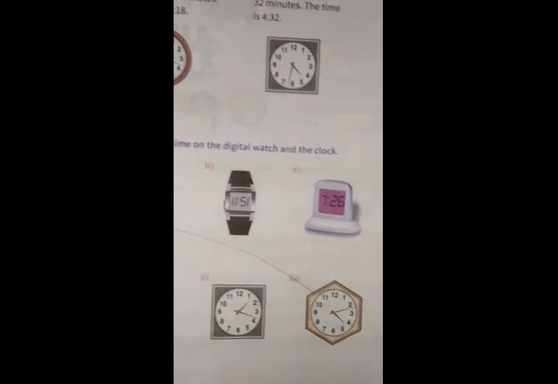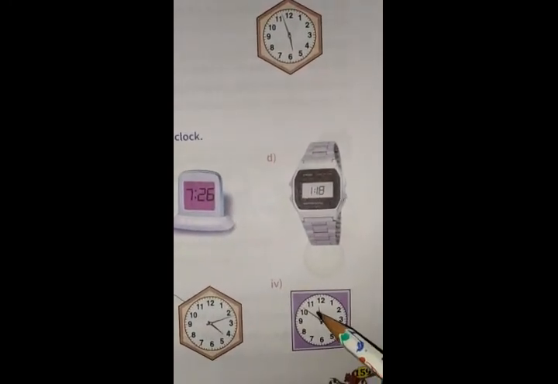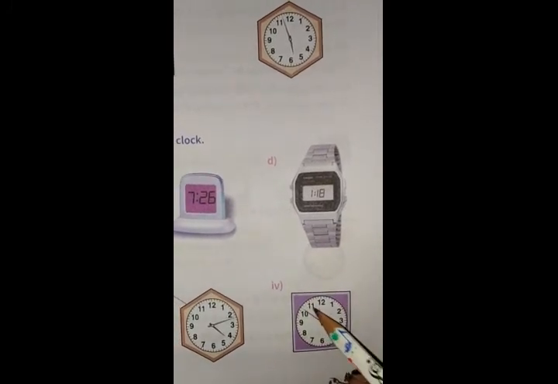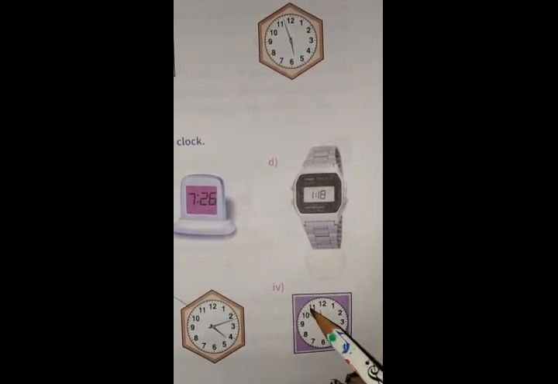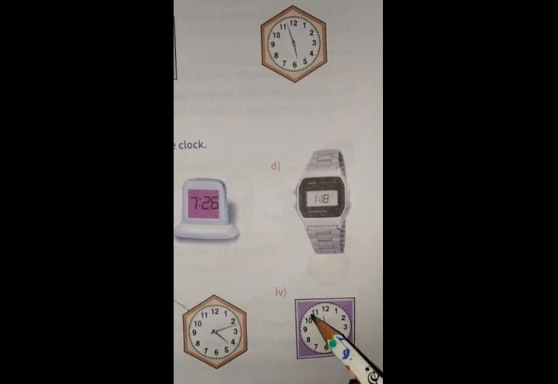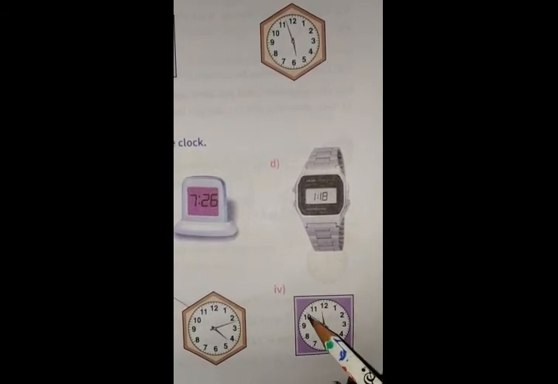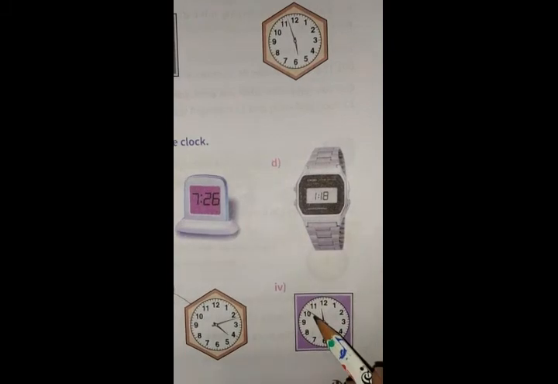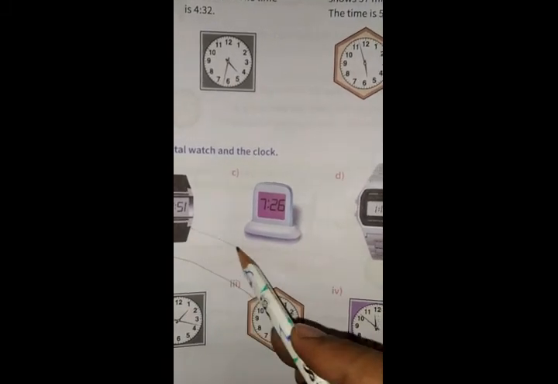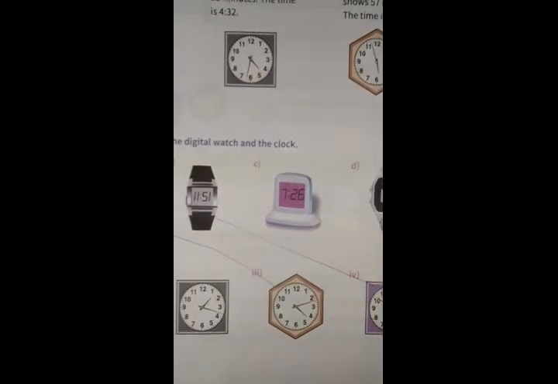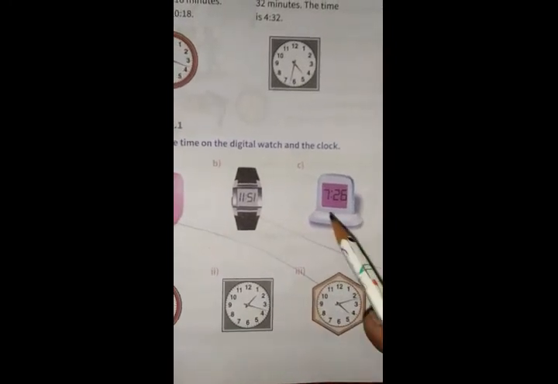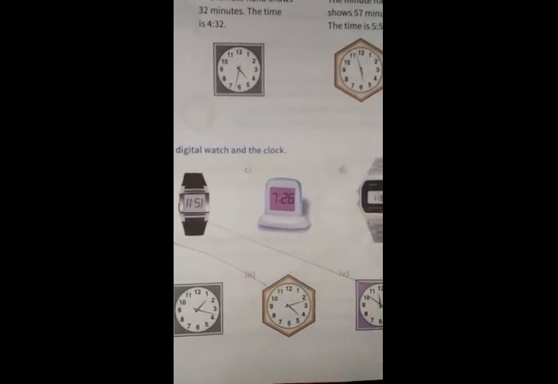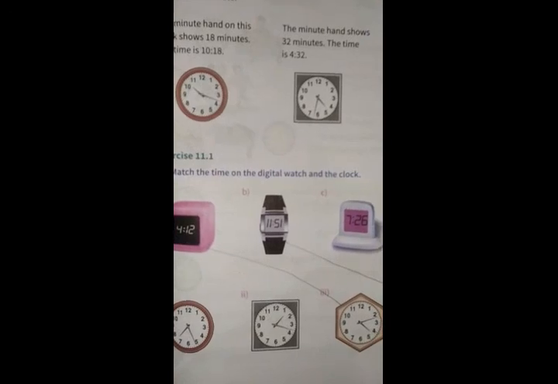11:51. 11:51 is this clock, because the hour hand is between 11 and 12, so 11, and up to 10, this is 50 minutes. Then 51 is this. After the first part it has reached 51, so the time is 11:51. This is how you have to match. The rest, C and D, do by yourself.